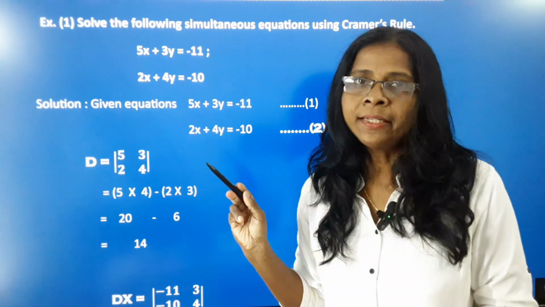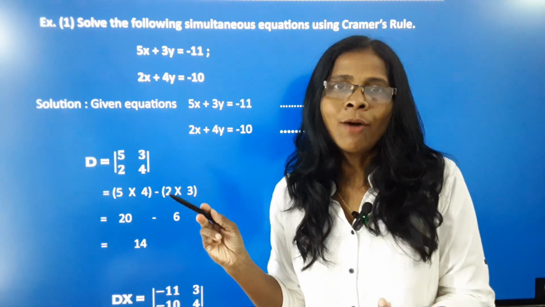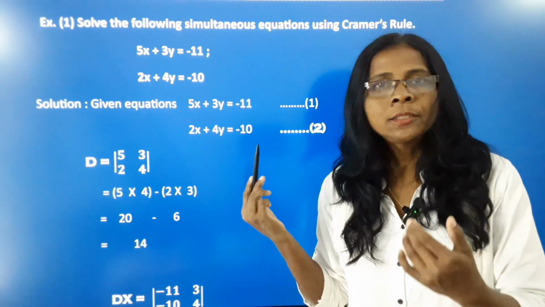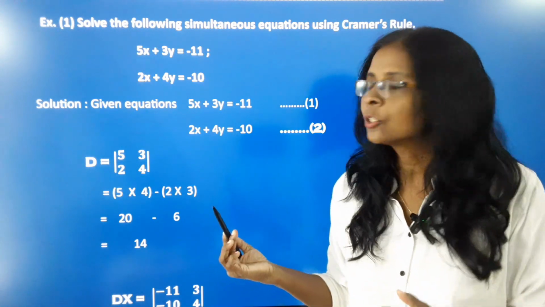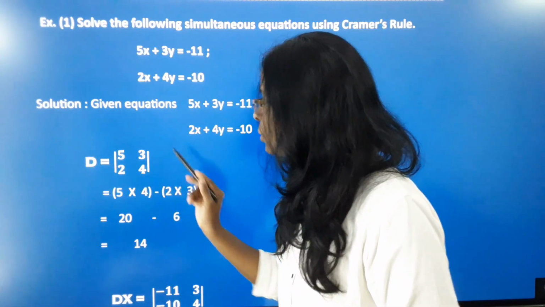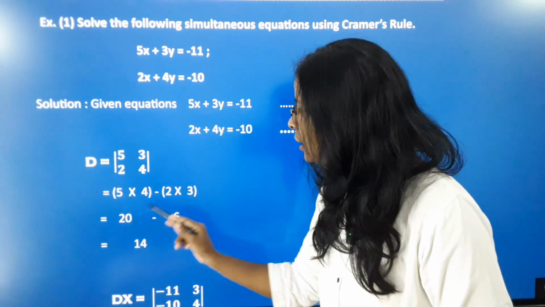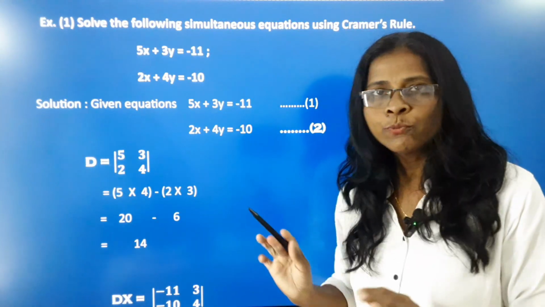And how can we find out the determinant? You already know the step: cross multiplication and subtraction of the cross multiplication. So here 5 into 4 minus 2 into 3. So 5 fours are 20 minus 2 threes are 6. So 20 minus 6, that means 14.